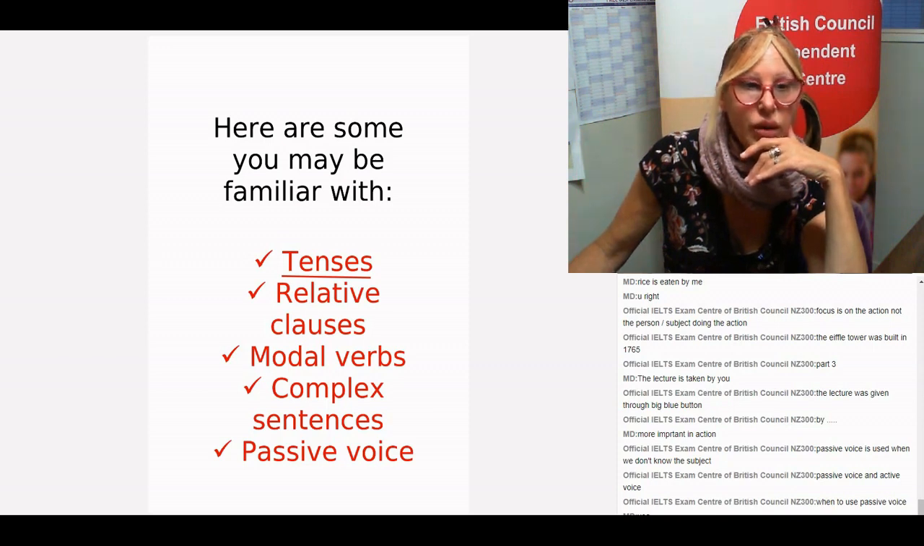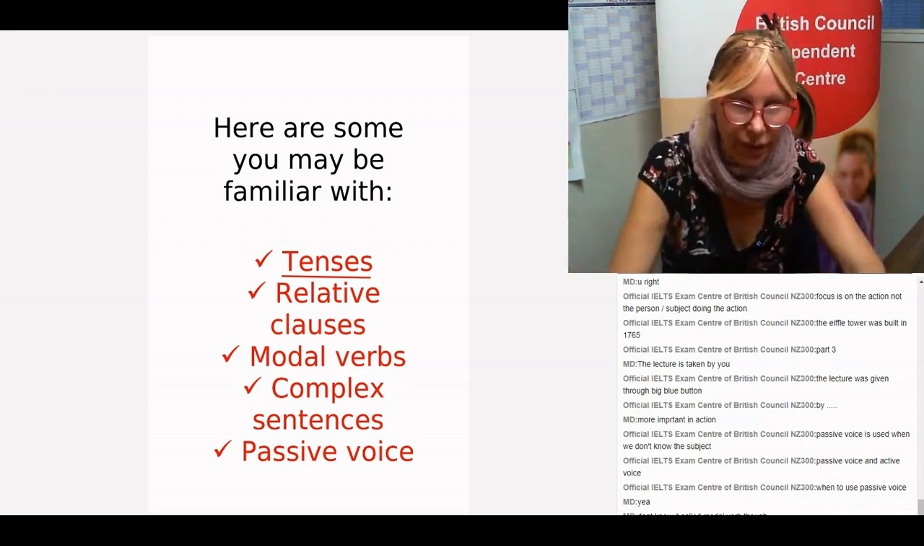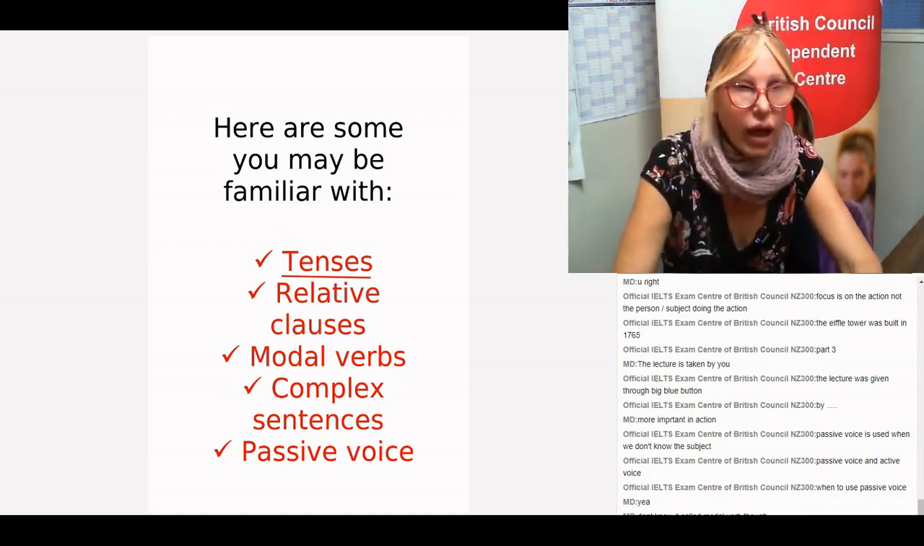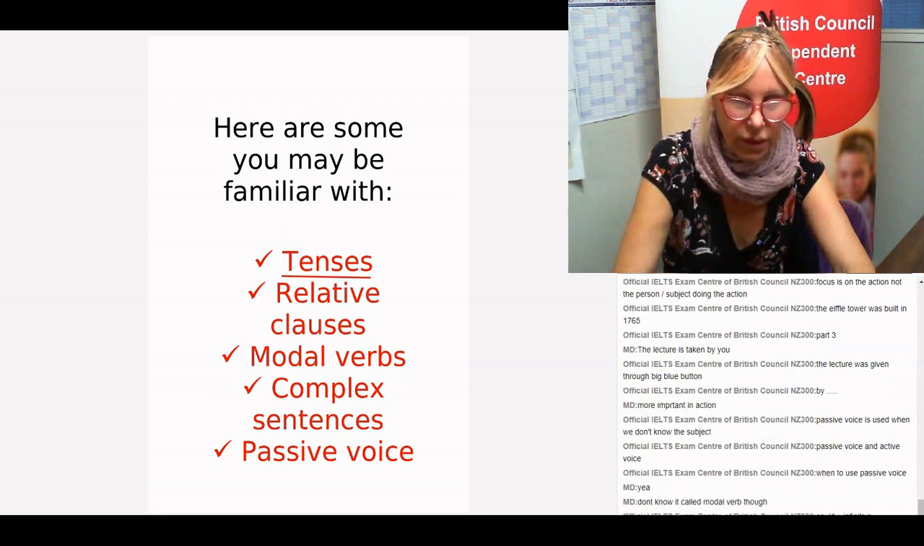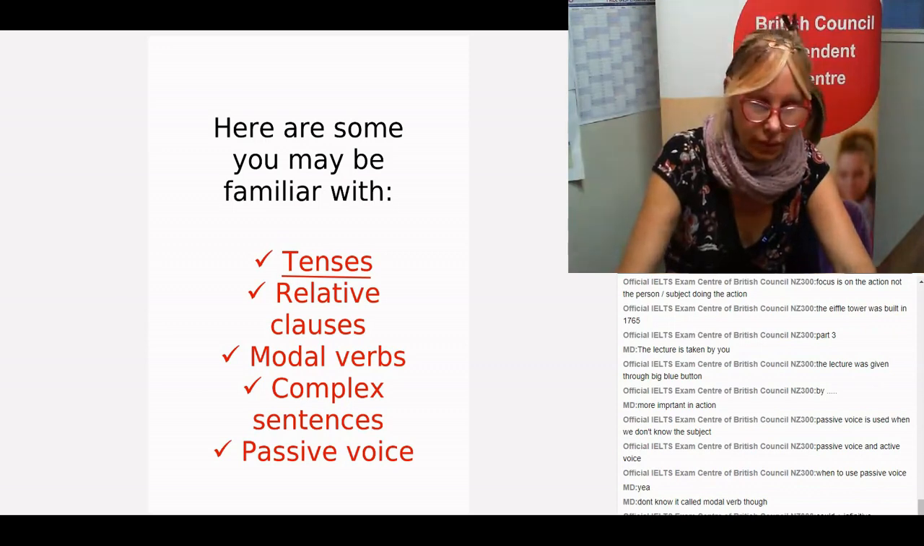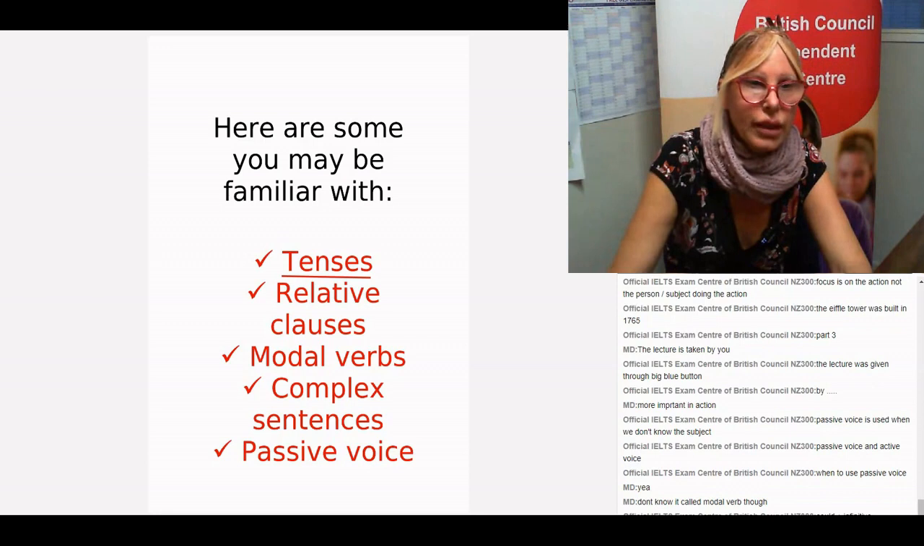Oh, you didn't know it was called a modal verb. Oh, okay, brilliant. All right, well, modal verbs. Just remember that they go with the verb infinitive. So I could go to the movies later, but I'm not sure yet.